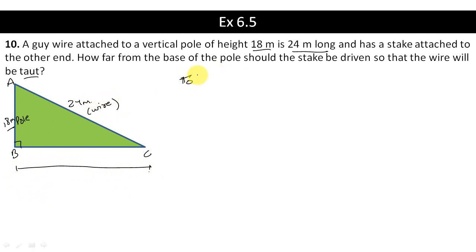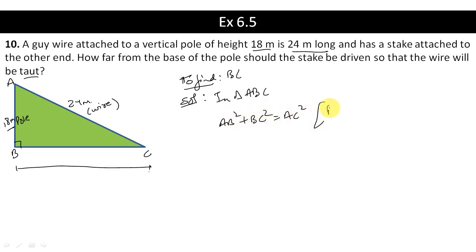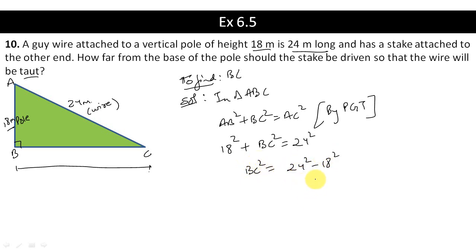So we need to find BC in triangle ABC. AB square plus BC square is equal to AC square by Pythagoras theorem. AB, this is 18 square plus BC square is equal to AC. AC is 24. So BC square will be 24 square minus 18 square.